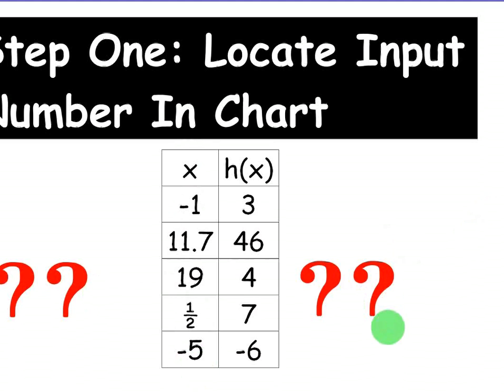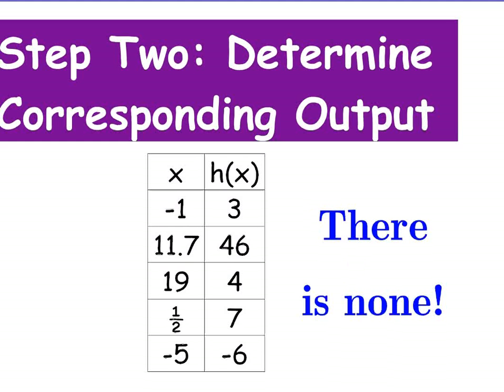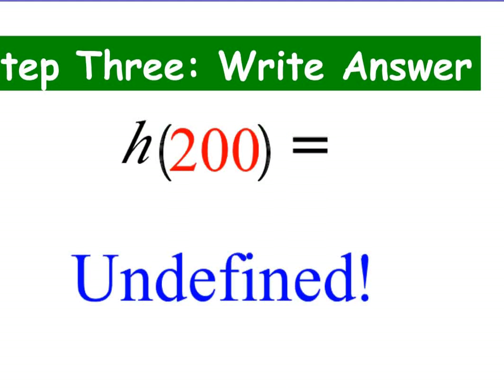Well, if I can't find 200 here, how can I have a corresponding h value? I can't. In other words, there is none. There is no h value because there is no 200 in the x column or x row. So we say h of 200 is undefined. It's undefined because there is no x equals 200.